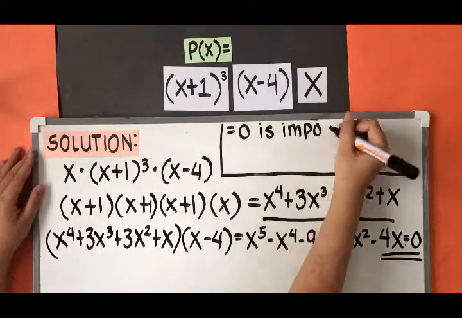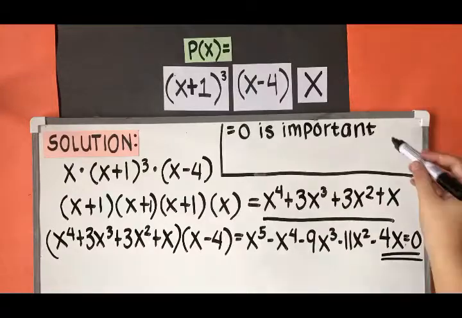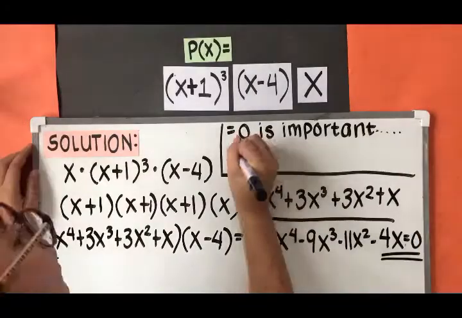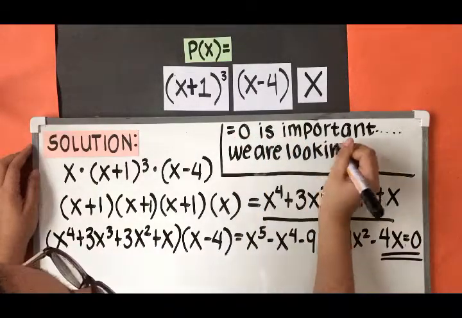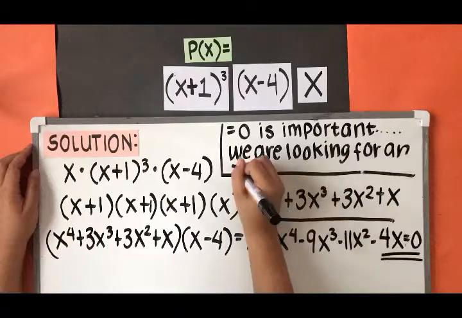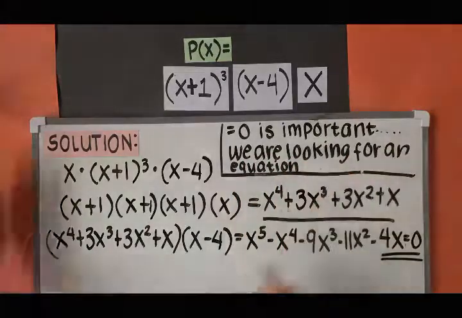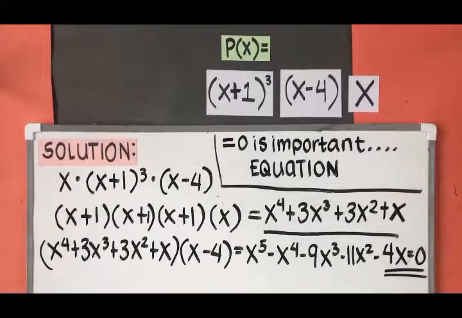So the final answer is x raised to 5 minus x raised to 4 minus 9x raised to 3 minus 11x raised to 2 minus 4x is equal to 0. Remember that the equal to 0 is important because we are looking for an equation.